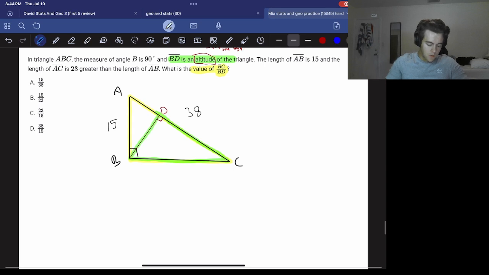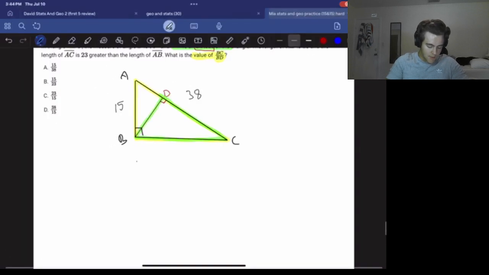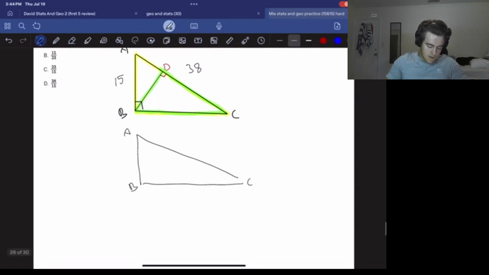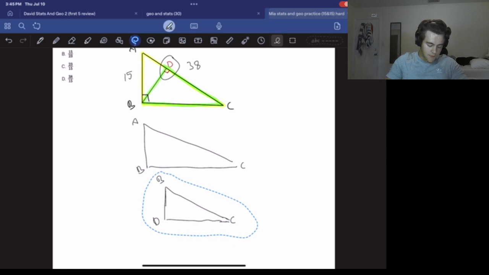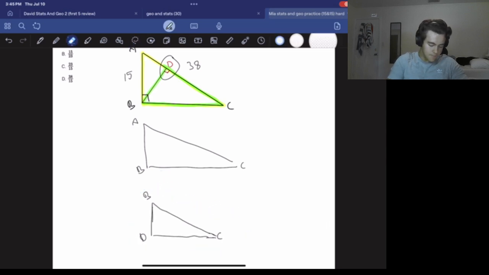So let's redraw the larger triangle and the smaller triangle side by side so we can see what's going on. This is A, B, C, and then BDC is a little bit smaller. D is the 90-degree angle, so D is now going to be down here. I just flipped it. B is now going to be up here, and C is still going to stay the same. So we didn't change anything, we just flipped it around so that they're in the same orientation.